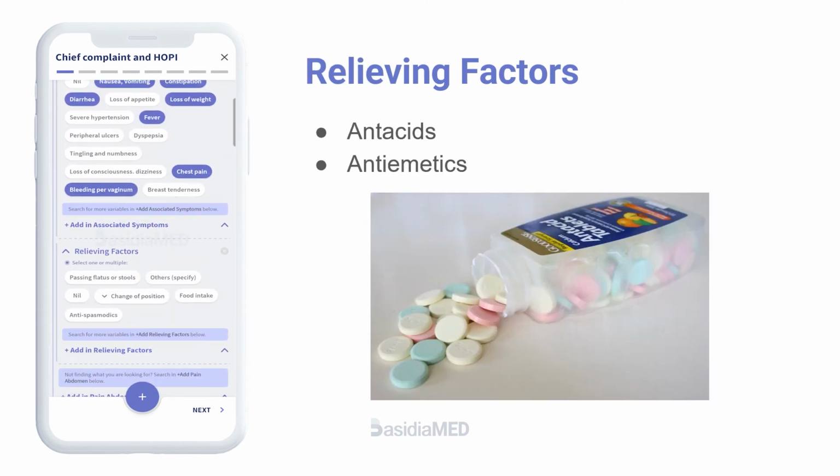Antacids relieve burning pain due to gastric acid production. Antiemetics, like ondansetron and metoclopramide, are useful in remitting nausea and vomiting. NG-tube is essential in patients with small bowel obstruction to decompress the stomach and provide symptomatic relief.